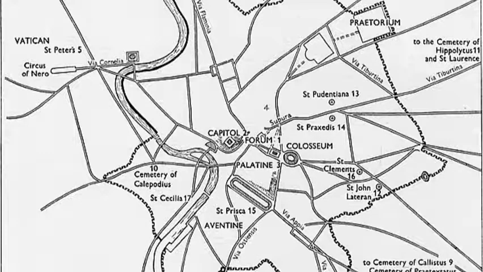This is a map showing where the catacombs are in Rome. If you look at the top left-hand corner, you can see that it says Vatican, so that's where the Vatican is. The catacombs are being identified as cemeteries, and basically that's what they were. They were underground cemeteries.